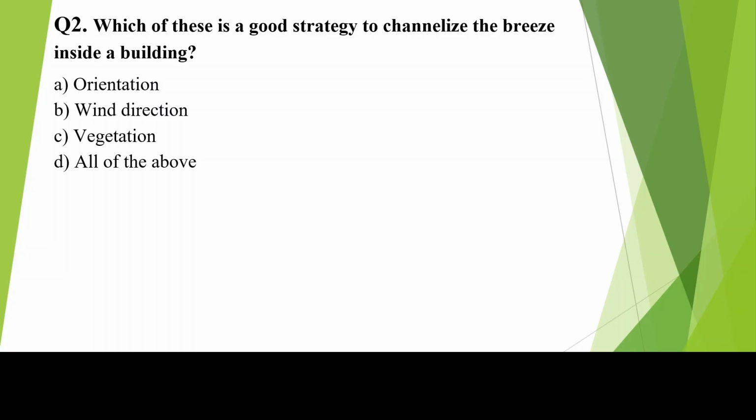So all these strategies are important for channelizing the breeze. You know, it requires proper orientation, aligning with the wind direction, and use of vegetation like trees and shrubs, which is marked by all the options. So that's why all of the above, option D, is the correct answer for this question.